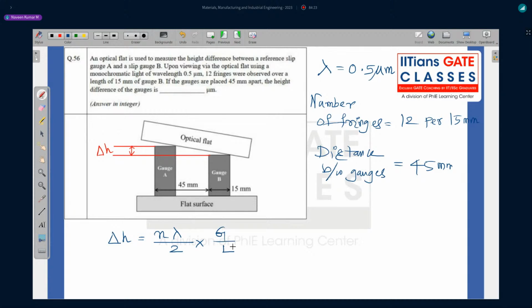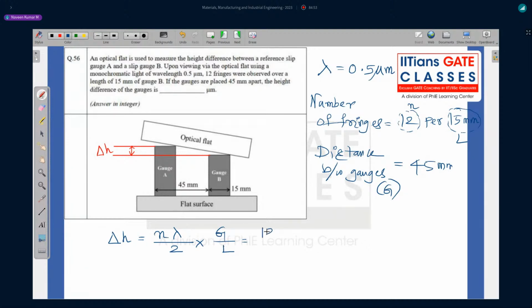All are given actually. Lambda is given already. N is nothing but the number of fringes. This is n, right? And the length is nothing but this length is L, and the distance between gauges is G. That's it. Simple formula: number of fringes into wavelength divided by 2 into fringes per length. That length is L. G is the distance between the two gauges. That's it. Apply the formula, you get the answer.